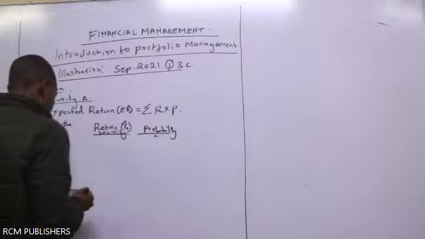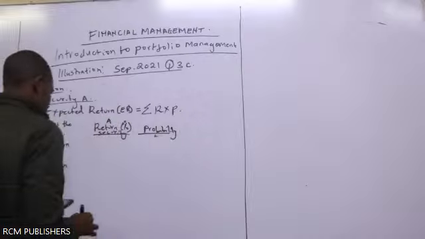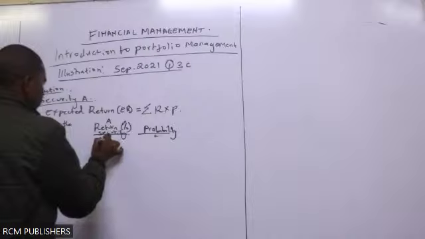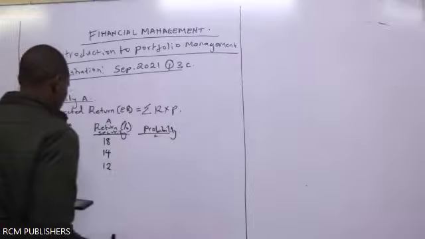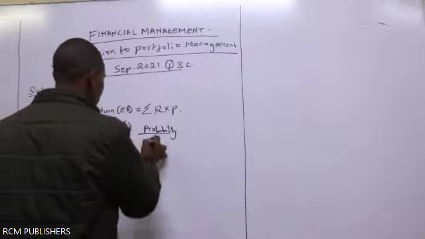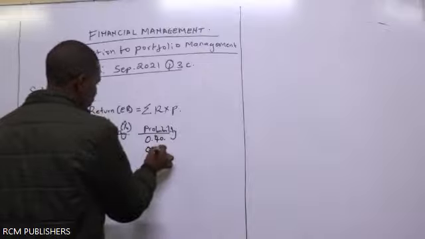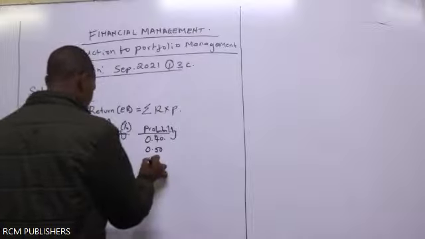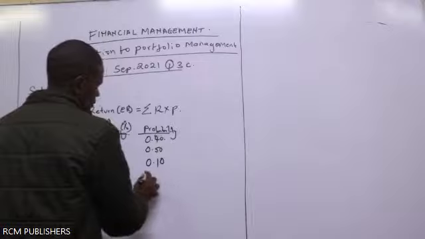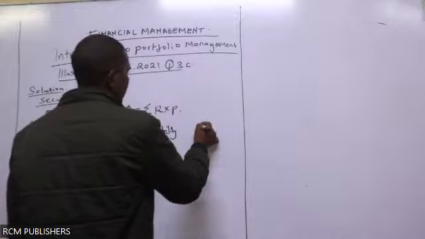Under recession of A, remember now this is my security A. Under recession, we have 18. Then 14 under stable. Then 12 under expansion. Then the probabilities are 0.40, 0.50, and then what do we have? 0.1, because we say that probability must add up to 1 at the end.